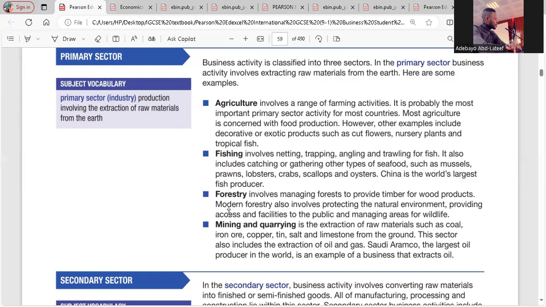Agriculture, which involves a range of farming activities. I think that is clear. Fishing. You understand fishing? Vegetables, forestry, trees. Maybe this is basic. Forestry, mining and quarrying. I think you understand it. So whatever activity you do that involves extraction of raw materials is primary sector.